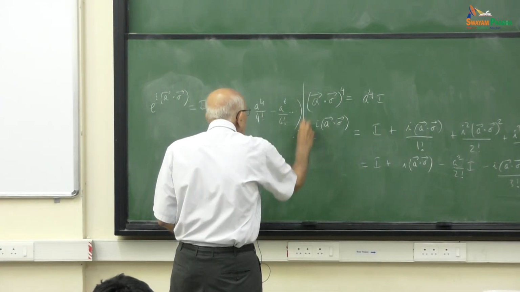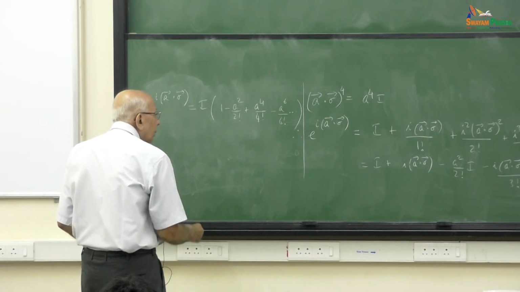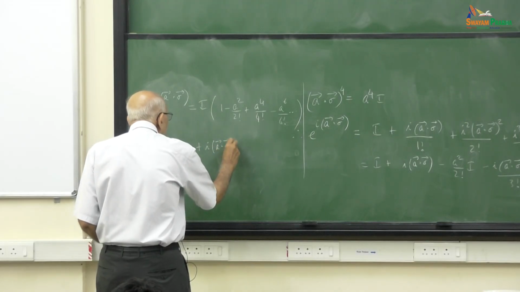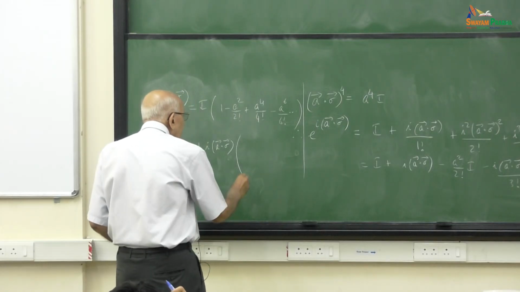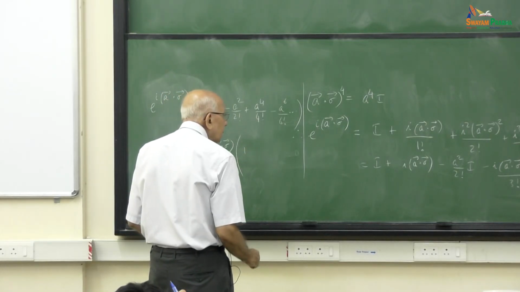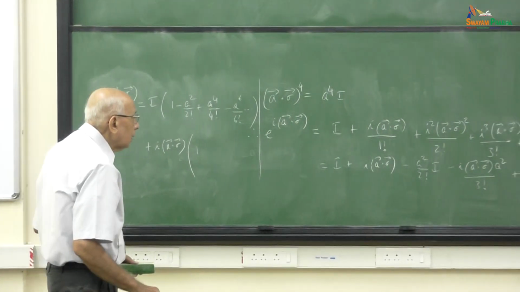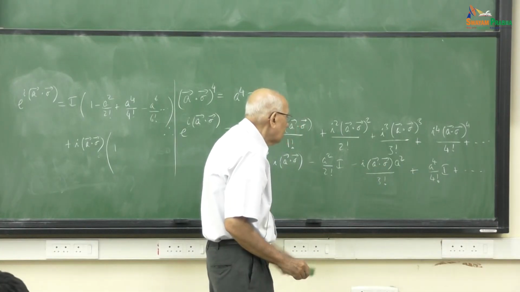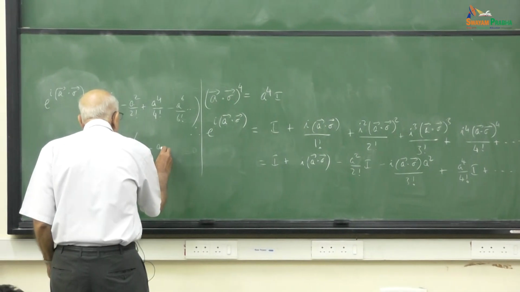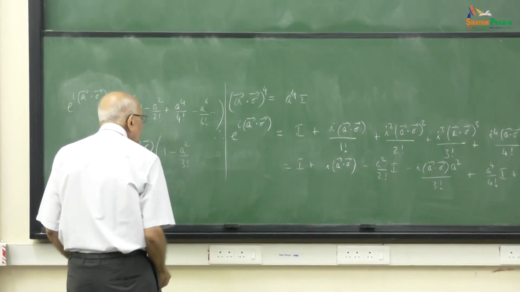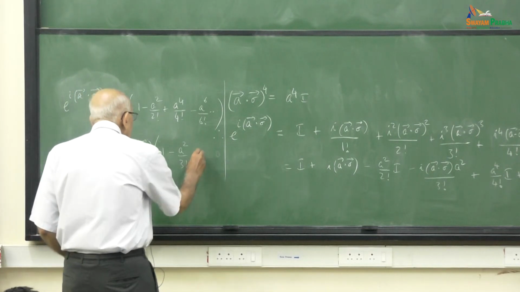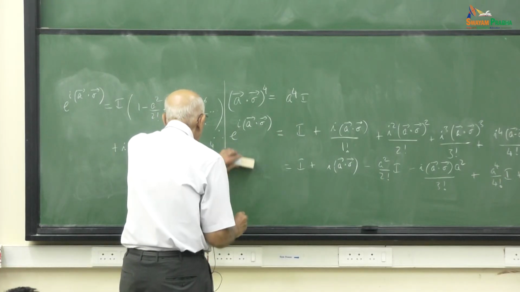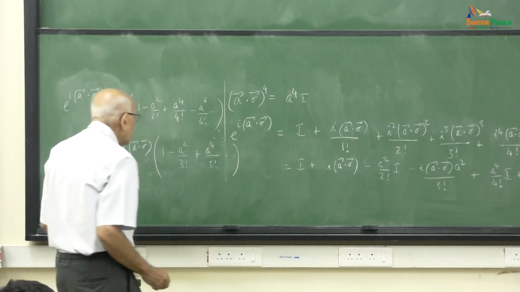Dot dot dot, etc. And then plus i a dot sigma. The i comes out, and then inside the bracket there's a 1. And the next term is minus a squared by 3 factorial, plus a to the 4 by 5 factorial, dot dot dot. That's what it is.